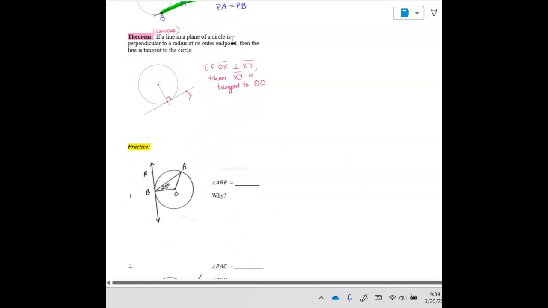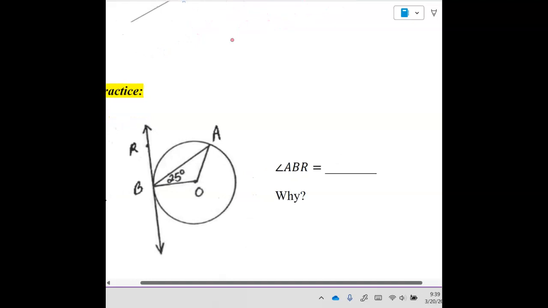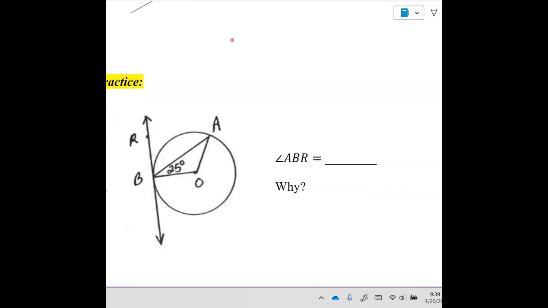So let's go through a few practice problems together before you do some on your own. So here we have a tangent that appears to be this line BR, and we've got a triangle. We've got two radii, OB and OA, and we know that all radii in a circle are going to be congruent. So we can go ahead and mark that, and we end up having here an isosceles triangle. So by the base angles theorem, we know that these two base angles have to be congruent. So they're going to be both 25 degrees.